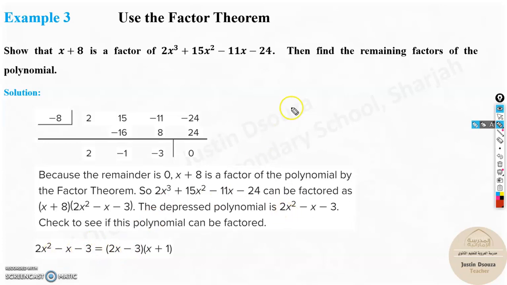If you want, I'll just solve this one over here: 2x squared minus x minus 3. So there are various ways to factor. One way is calculator, mode 5-3.